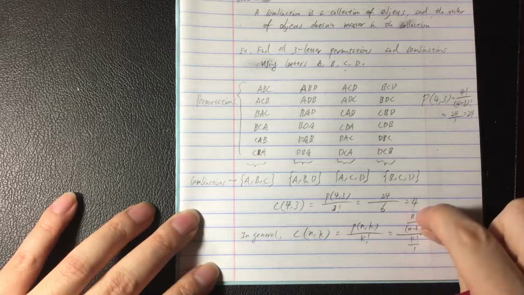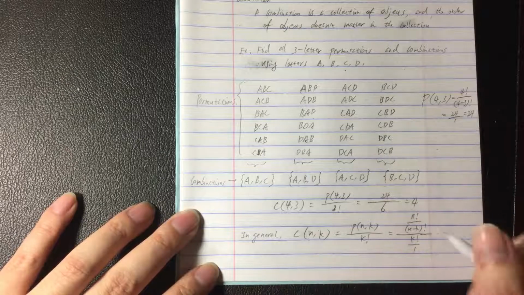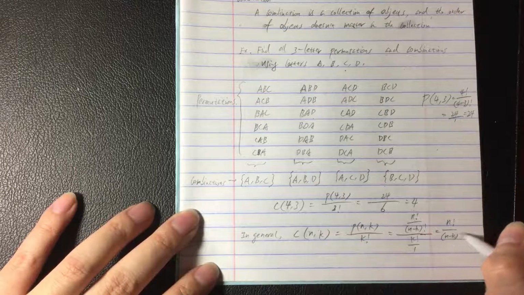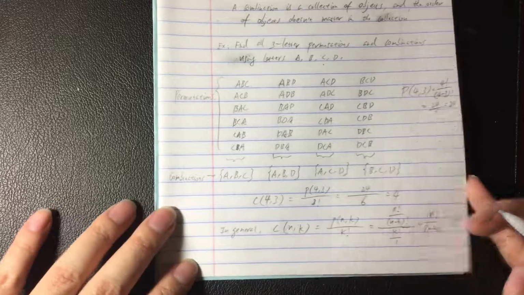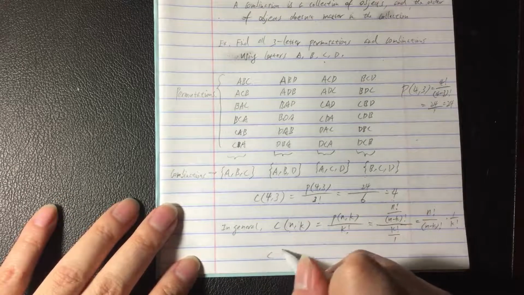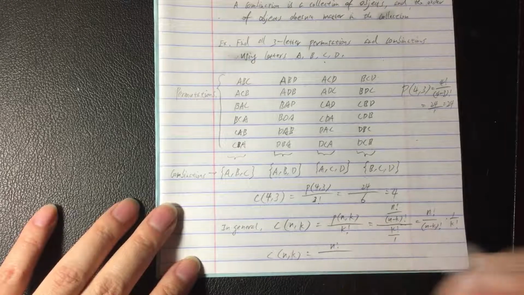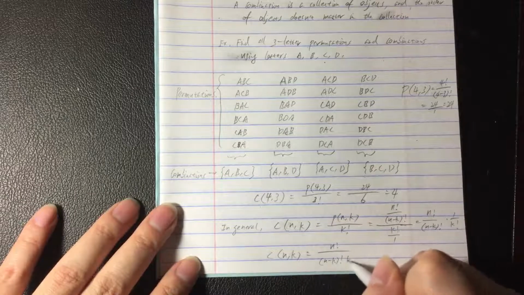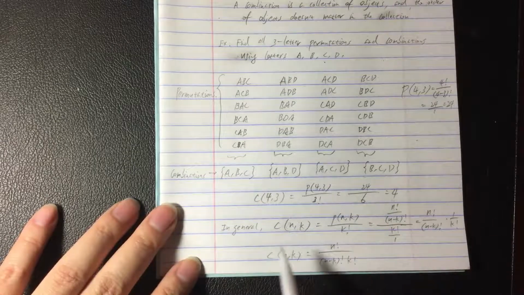Then when we have a fraction divided by a fraction, we keep the top the same and flip the bottom over. I have n factorial over n minus k factorial times 1 over k factorial. Then if I simplify, multiply together, I have C n k equal to n factorial over n minus k factorial times k factorial. That's the formula for combination n choose k.